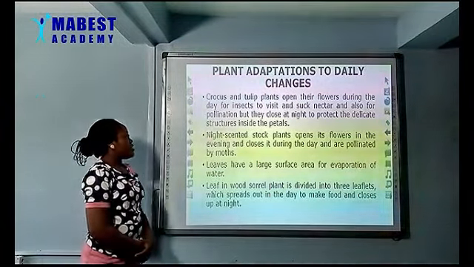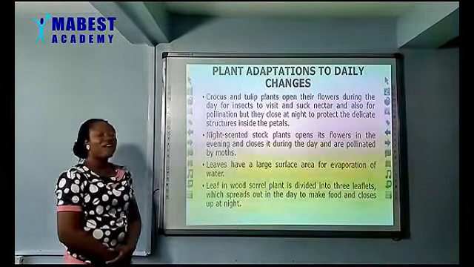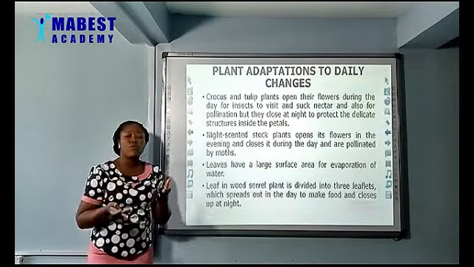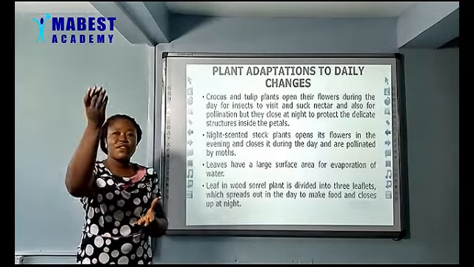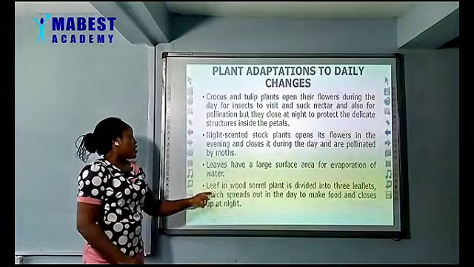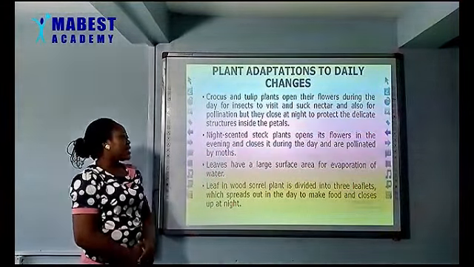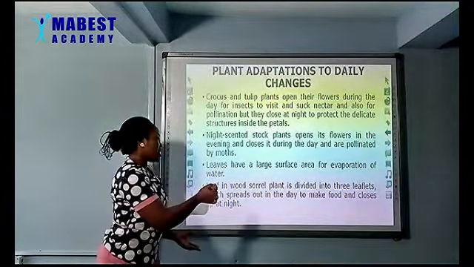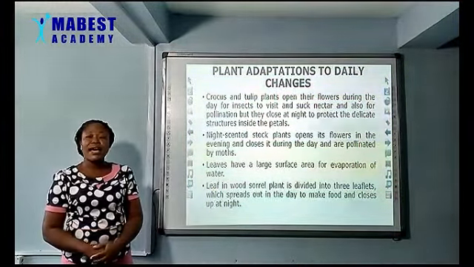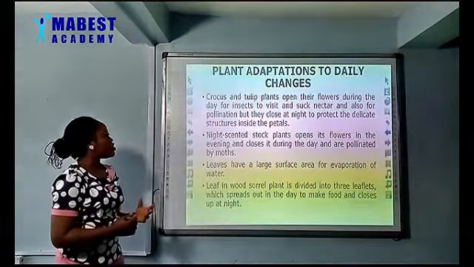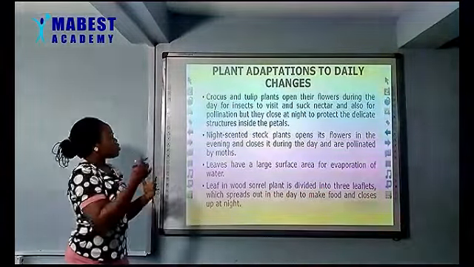We have leaves of some of these plants. They have a large surface area for evaporation of water. That is for water to leave the plants and move to the atmosphere. Then we have wood sorrel plants. They are divided into 3 leaflets, which spread out in the day to make food and close up at night. So these are some of the examples of plant adaptations to changes in environments.